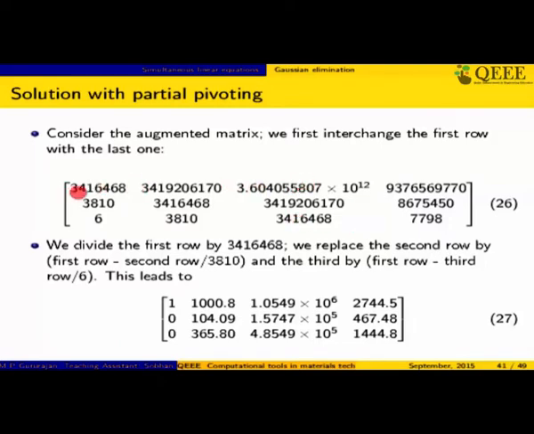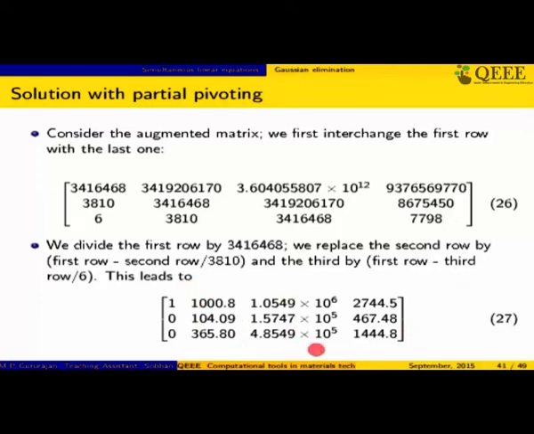Now you divide by 341, 6468, all of them. So this becomes 1, and replace the second row by dividing all the numbers by 3810 and subtracting from that. So this becomes 0. And similarly, the third row is the first row minus the third row divided by 6. So the third row divided by 6 will make it 1 here, because it's already 1 here. 1 minus 1 will be 0. So this kind of linear combination we can replace in the augmented matrix. That's what we saw. That doesn't change the solution.